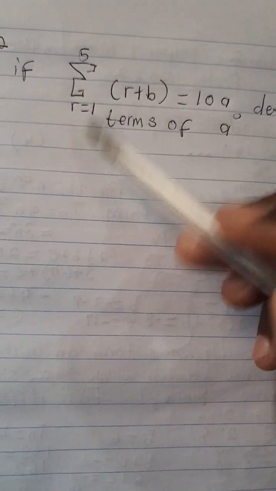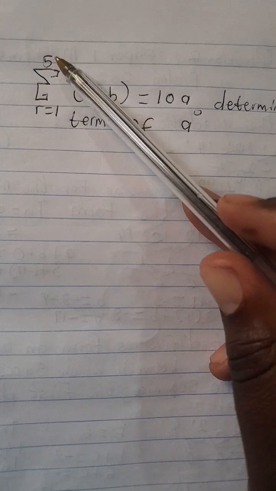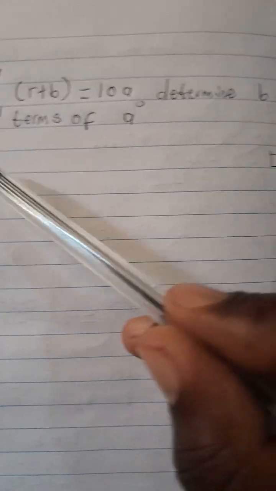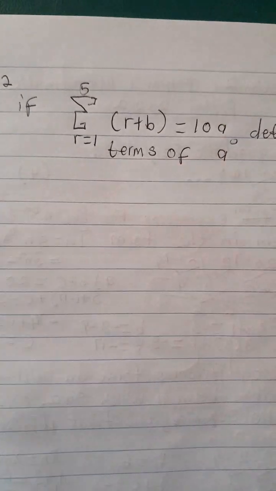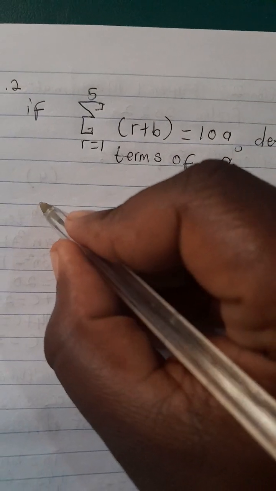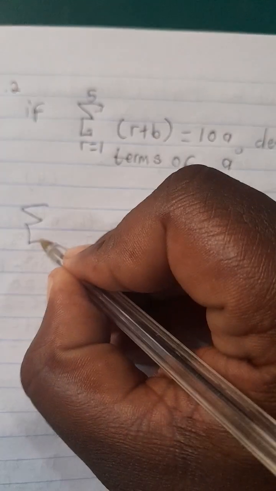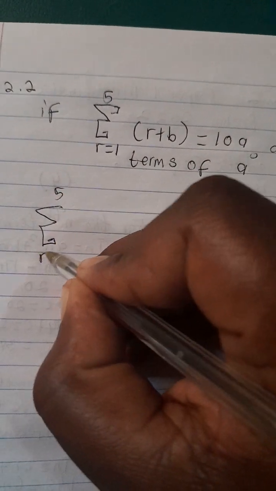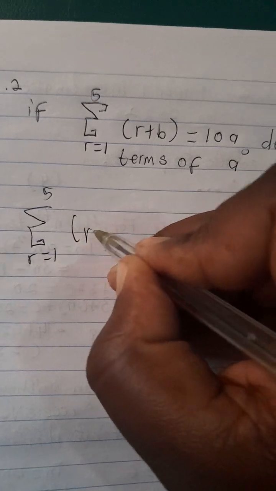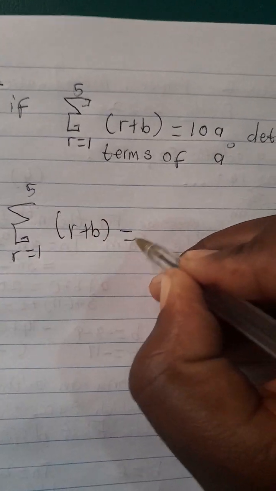Okay, so we're given a sigma notation. The starting point is 1, the end point is 5, and the sum of r plus b is equals to 10a. Determine b in terms of a. Okay, it's fine, guys. First thing, let's rewrite this and expand. So what are we having here? We're having 5, having r as 1, and we're having r plus b, which is equals to 10a.